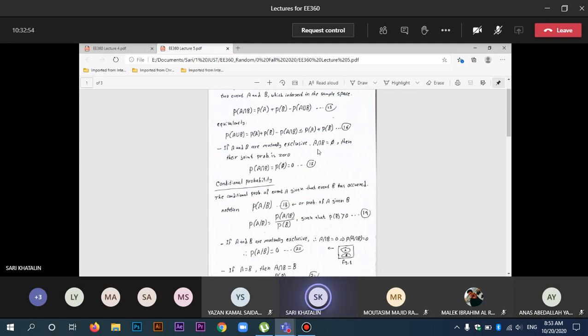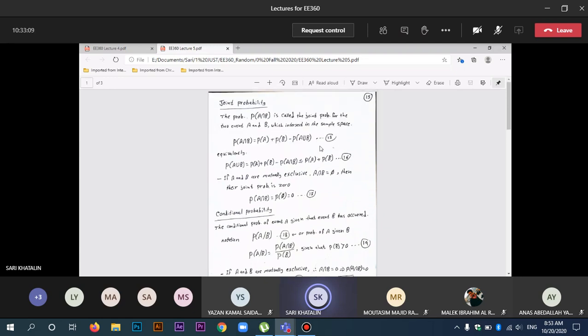Now, as you can see here, it says if A and B are mutually exclusive, obviously the intersection between A and B will be 0, so the joint probability will be 0. What that means is that you can't have two events that are mutually exclusive and also have a joint probability. They can't be joint, because if they are mutually exclusive, they are disjoint, so the probability will be 0.